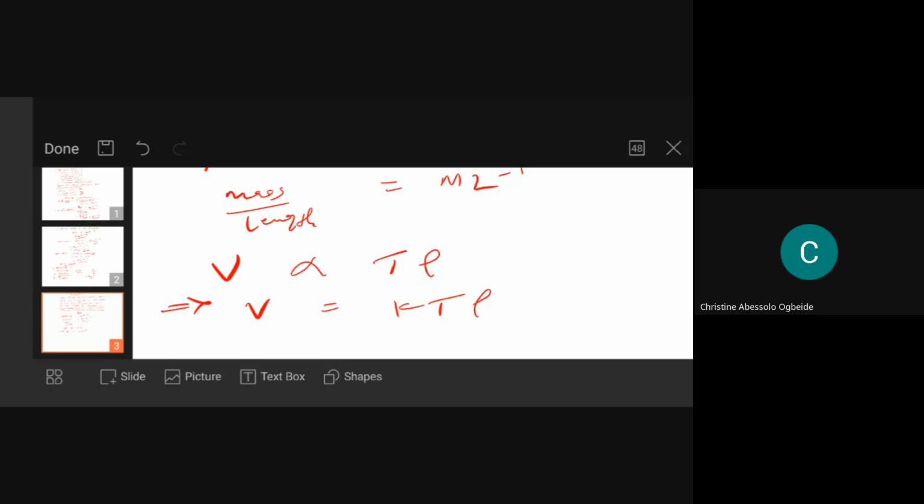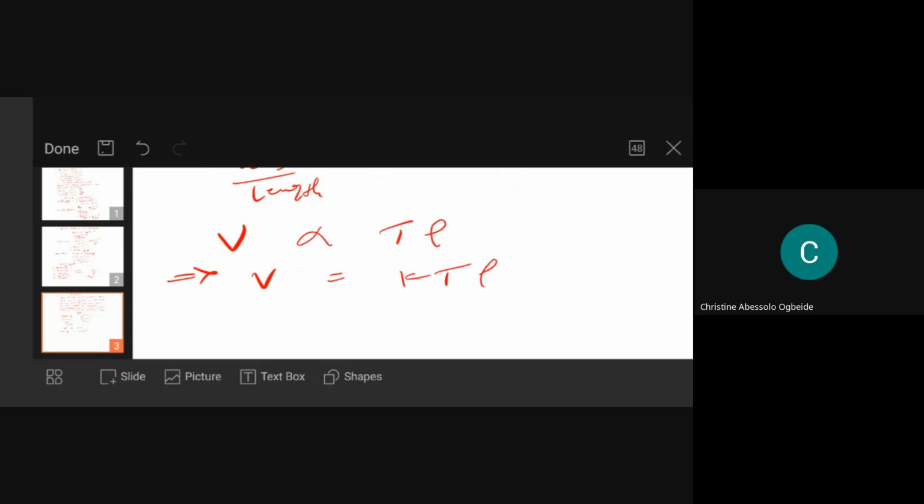So having known this, for us to prove the relationship, we need to assign powers to these variables that V depends on. Remember, V depends on T. I can call this power X. I can call this power Y.